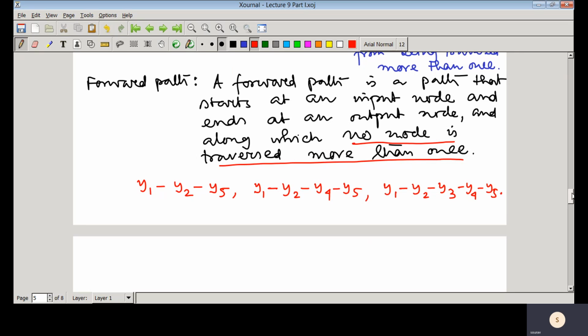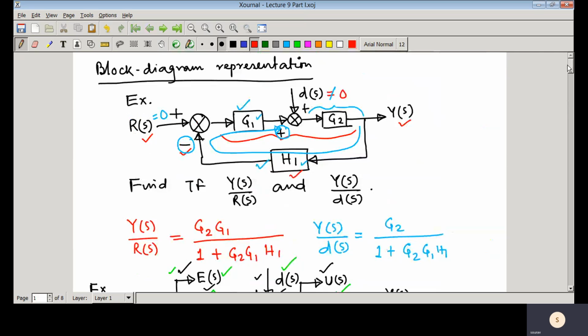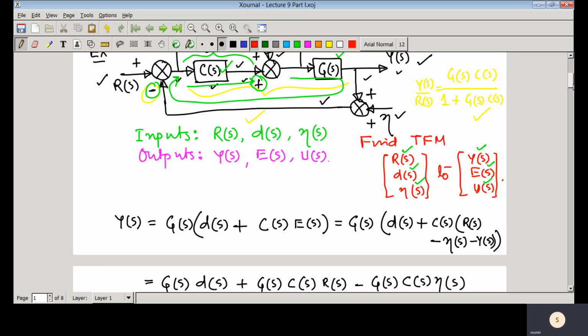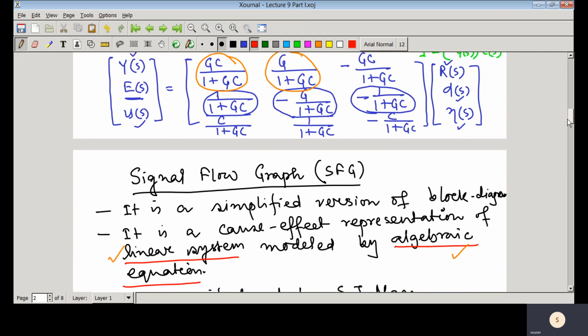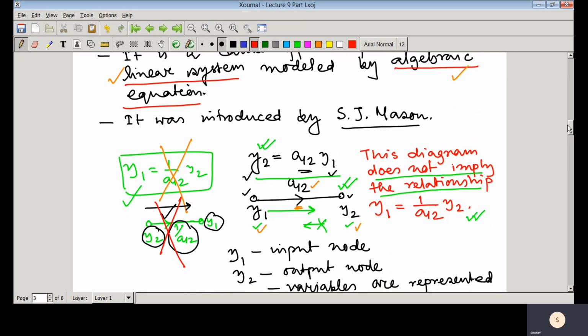So what we have discussed today. Today we have solved two examples from block diagram representation, and the second example shows how to find the transfer function matrix. And then we have started the signal flow graph. The most important thing is whenever the system is described in algebraic form, then you can represent it in the signal flow graph framework. And the most important one is you cannot just use this type of representation. The reason is in a signal flow graph, the arrowhead shows that the signal is flowing from one node to another node, and if you take the reverse one, it does not make sense.